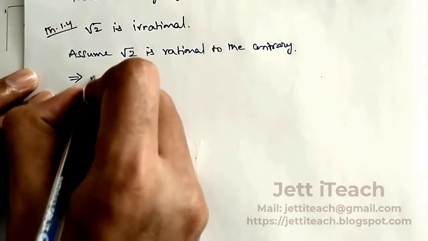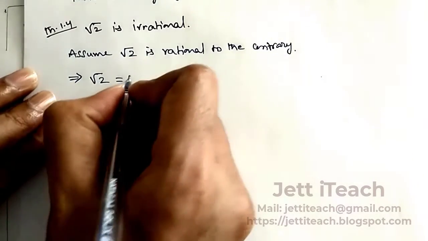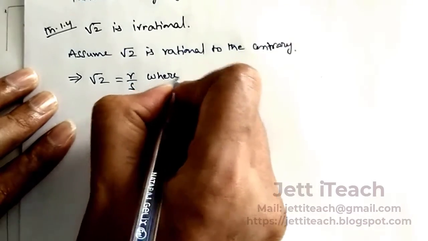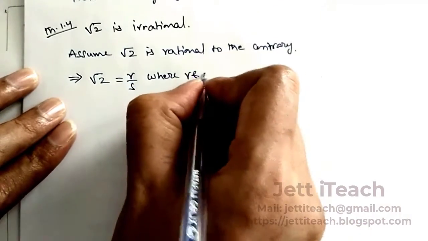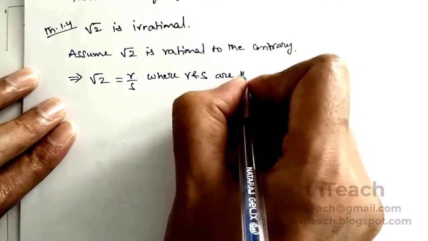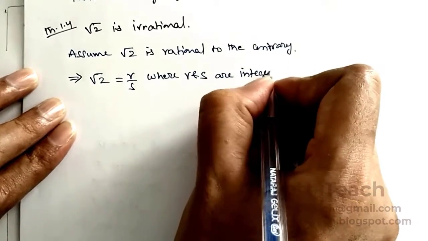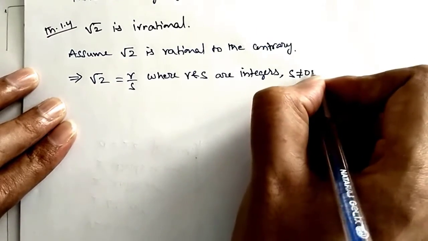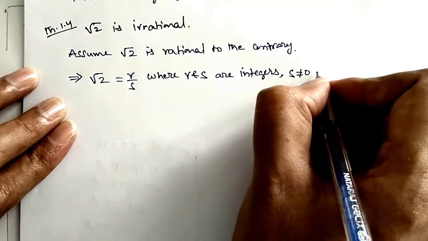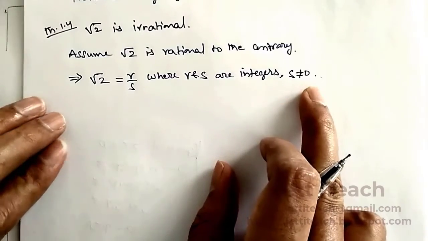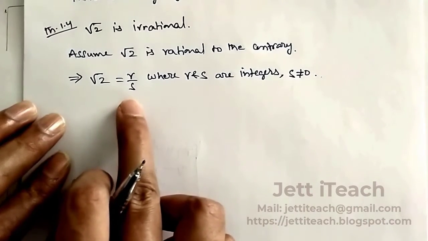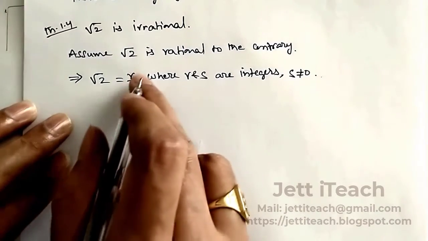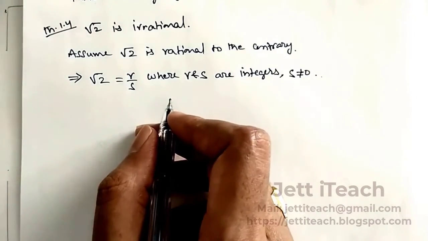So, root 2 is r by s, where r and s are integers, s not equal to 0. Why s is not equal to 0? Because division by 0 is not allowed. Here one thing is that r by s may have some common factors.